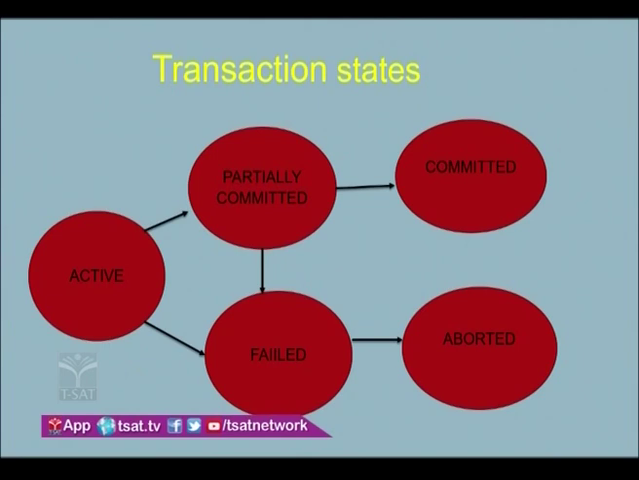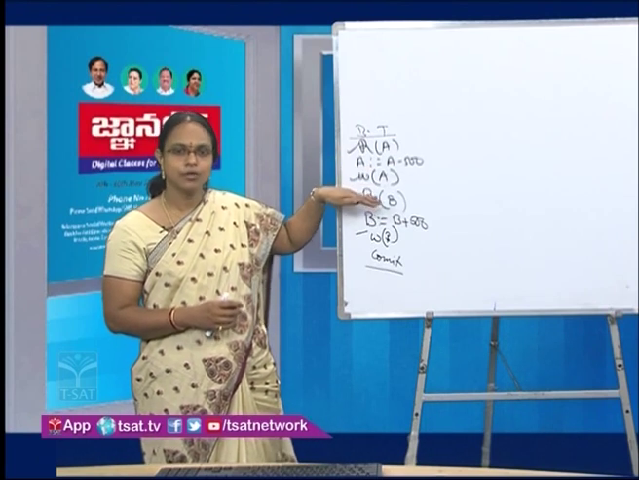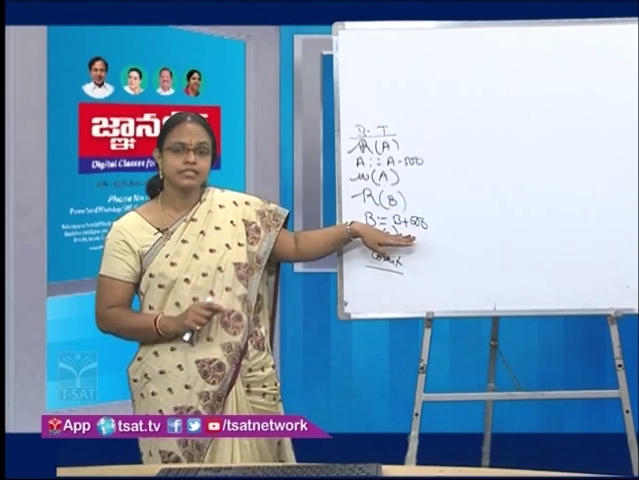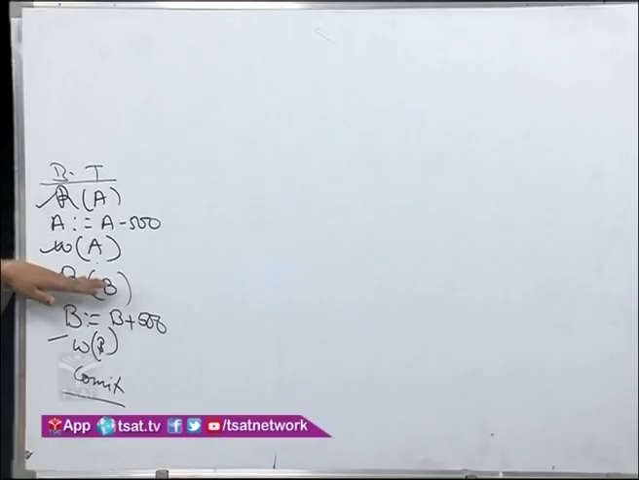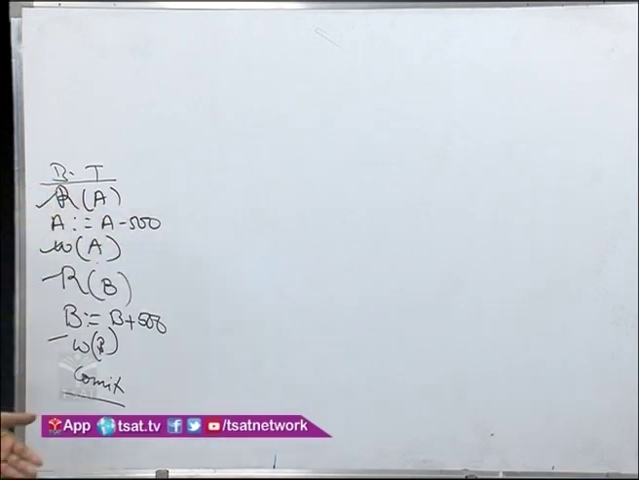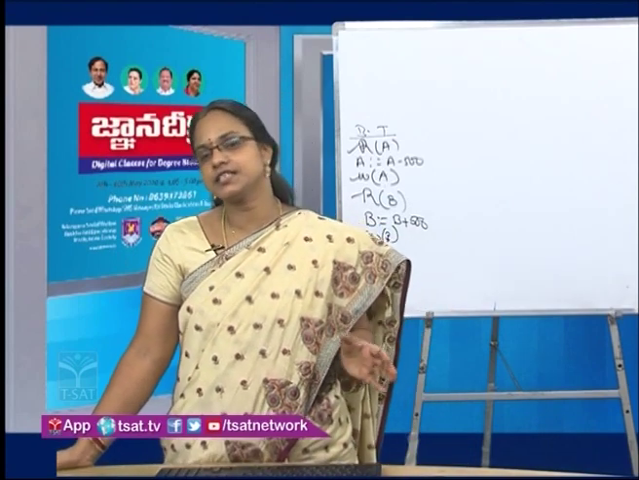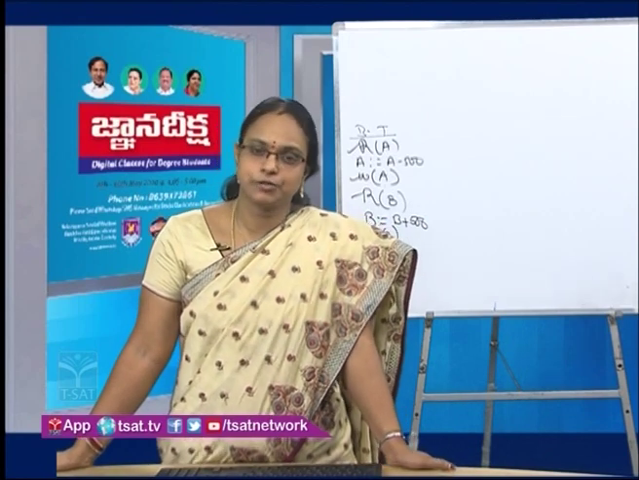Aborted means all the changes, whatever it has done. It might have done only 3 steps. It has changed A's balance to 9,500, but it didn't change B's balance to 5,500. It executed only these 3 statements. Then in the aborted state, it must roll back. Whatever changes it has done must be restored back to the previous state. A's balance must again be changed into 10,000. That is, aborted in the sense the transaction must be killed and whatever changes the transaction has done must be restored back to the previous state. So these are the states of the transaction.